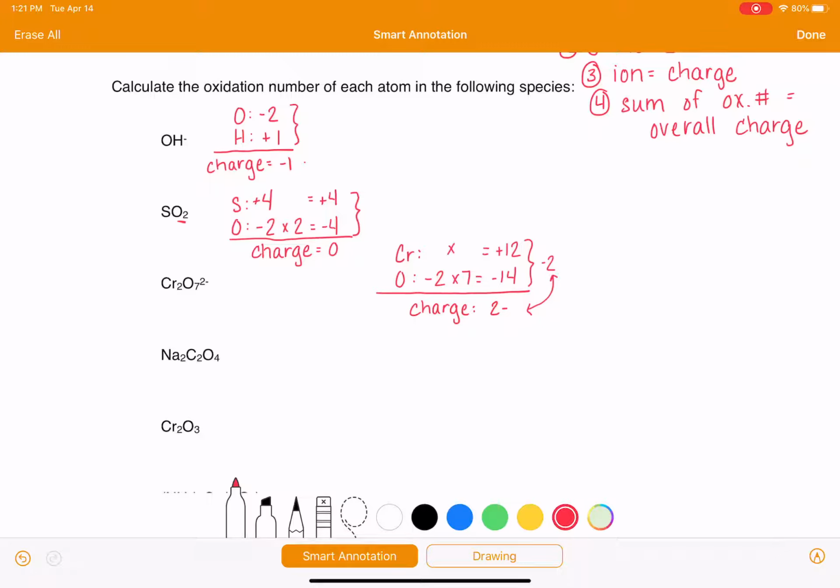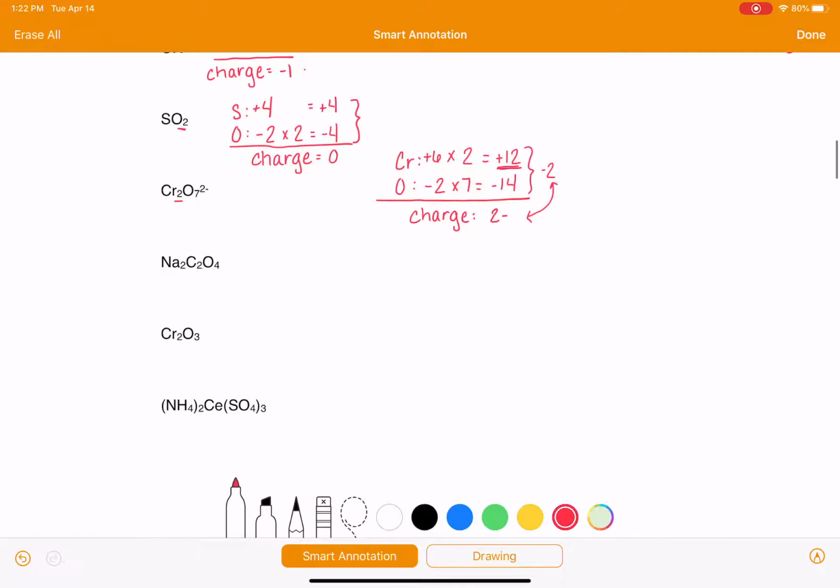So how many chromiums do we have? We have 2 chromiums, and all together they have to sum up to +12, so that means each chromium's oxidation number must be +6. So this is kind of fun, right?